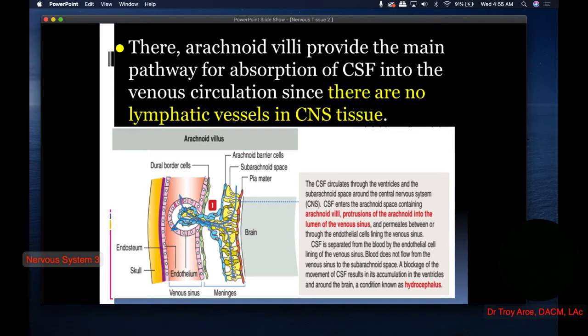A blockage of the movement of CSF results in its accumulation, as we talked about in the previous slides, in the ventricles and around the brain. This is a condition known as hydrocephalus. So you put a check mark there. You're going to need to know what hydrocephalus is.